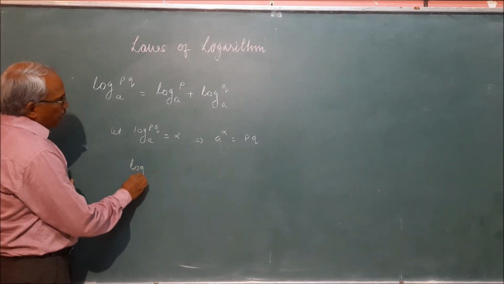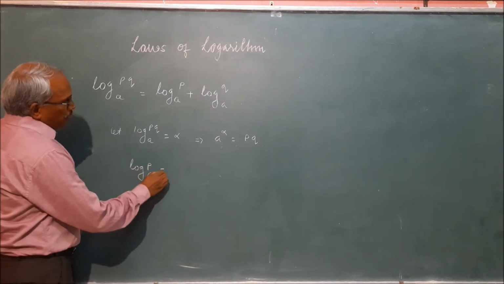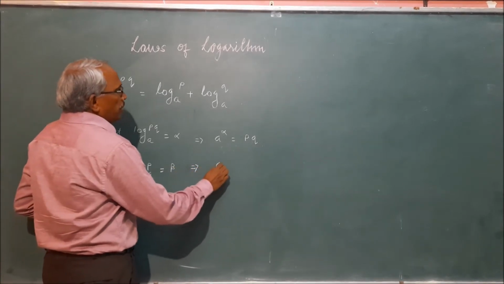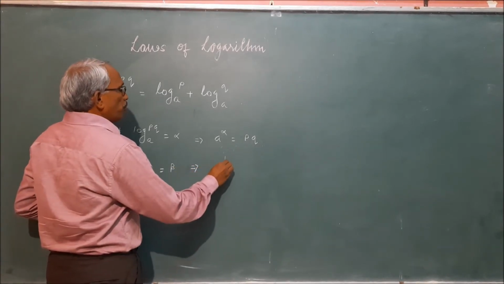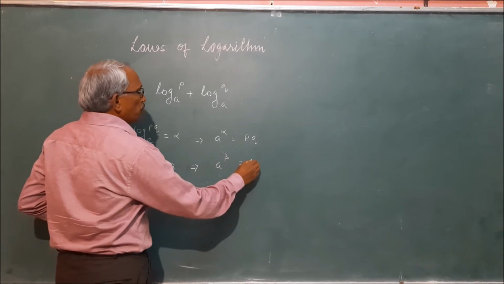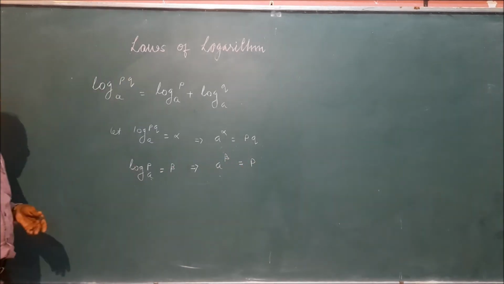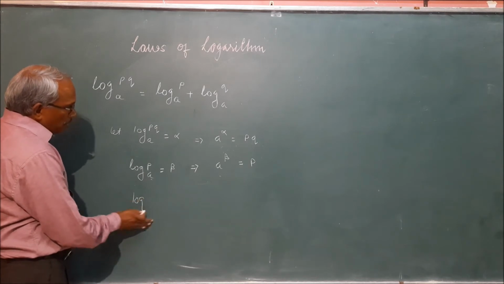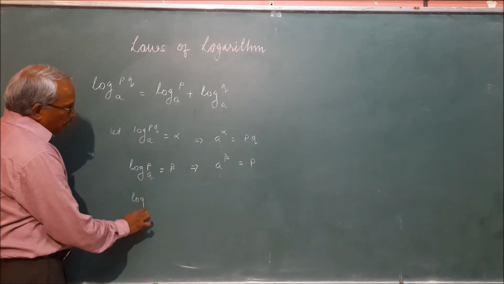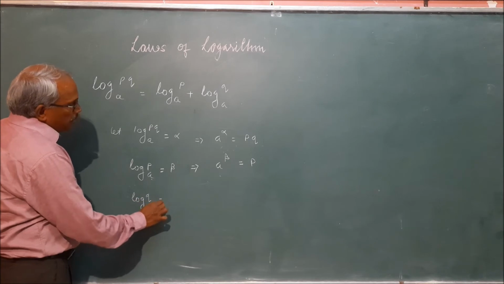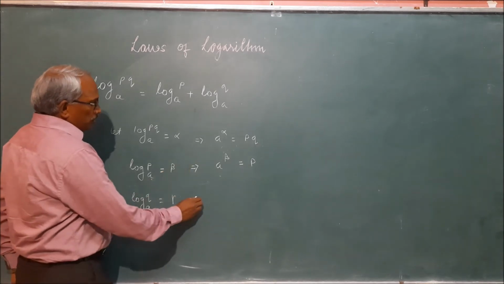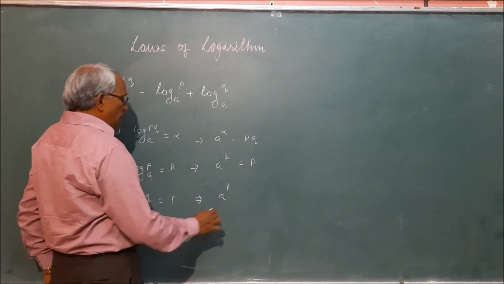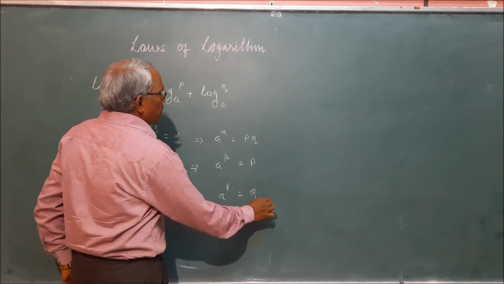Log of P to the base A is equal to beta. So this implies A raised to beta is equal to P. Log of Q to the base A is equal to gamma. So this implies A raised to gamma is equal to Q.